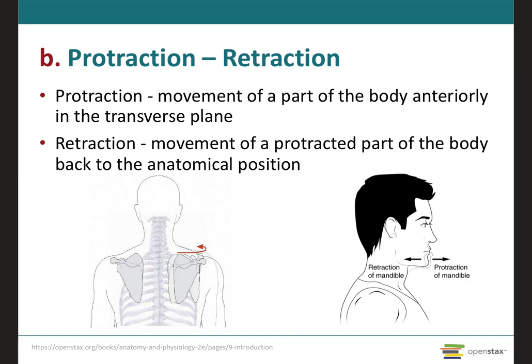Next, we have what we call protraction and retraction. Protraction means to draw forth, and retraction means to draw back. Therefore, protraction is going to be a movement of a body part anteriorly in the transverse plane. These will also occur at the mandible. So when you protract your mandible, you're bringing your mandible forward. When you retract your mandible, you're bringing it back to anatomical position. Same thing with the acromioclavicular joint. When you protract this joint, you're bringing it forward. And when you retract, you're bringing it back to anatomical position.